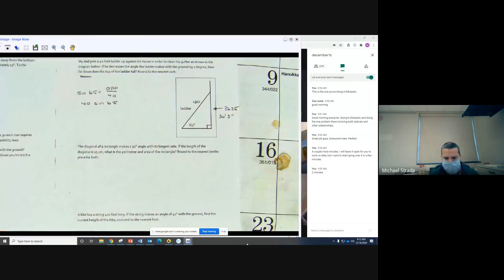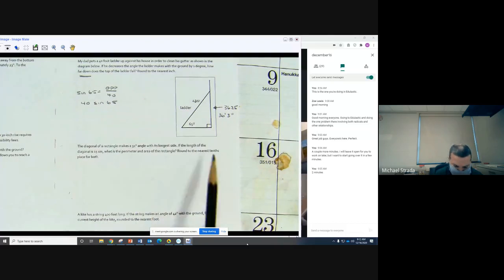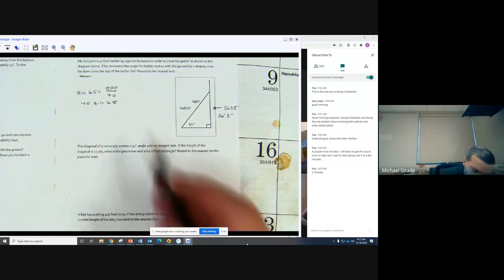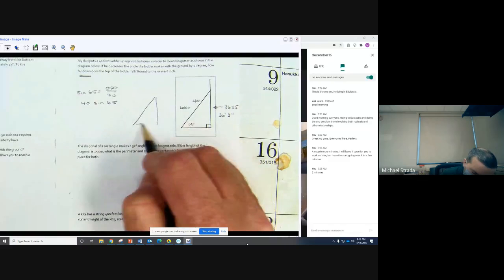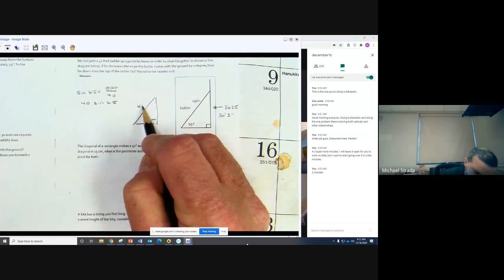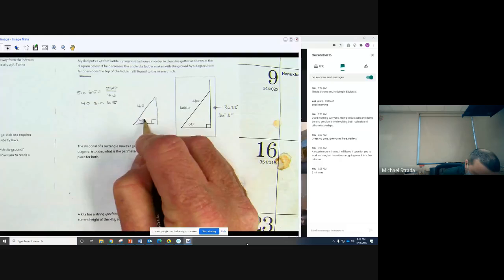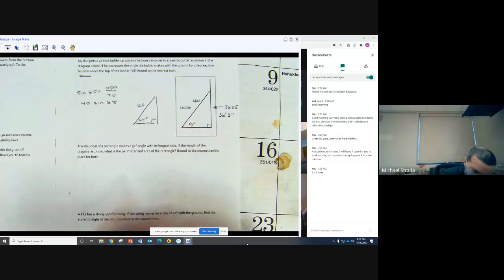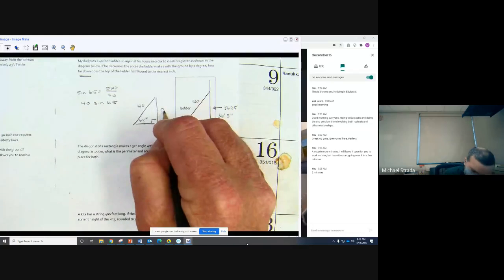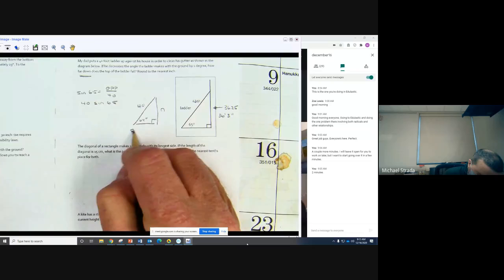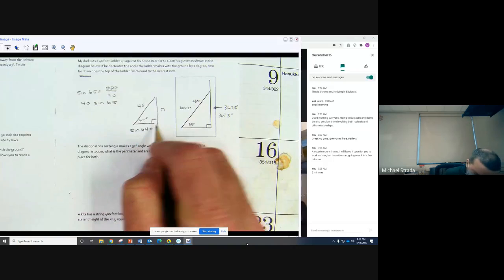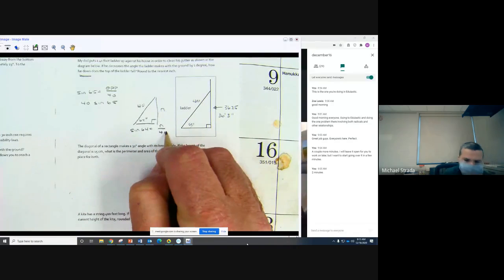Now it says my dad decreases the angle the ladder makes by 1 degree. So it's still 40, but now it's 64 degrees. So this is the new height, so I'll call it n. So the sine of 64 equals n over 40.